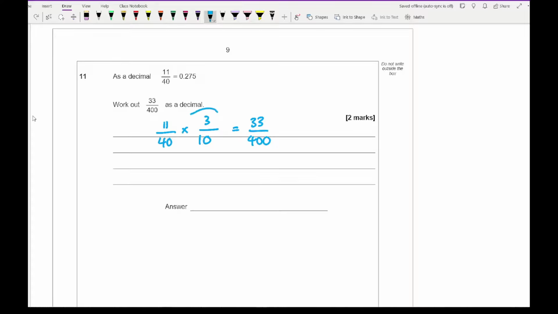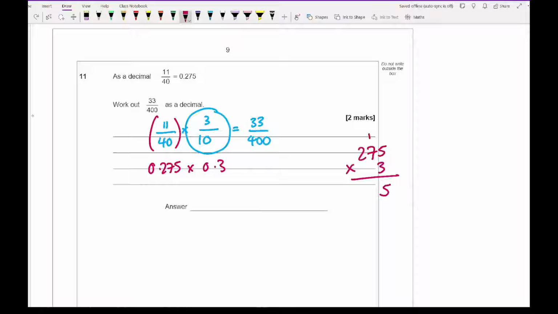So what I need to do then is multiply, well, this number here is 0.275, and this number here is 0.3. So all I then need to do is do 275 times 3. If I work that out, I've got 15, 22, and 8. So it's going to be 825. Now to get from this, I've moved the decimal point 3 places that way and 1 place that way. So I need to move it 4 places in that direction. So 1, 2, 3, 4. So the answer then is going to be 0.0825.